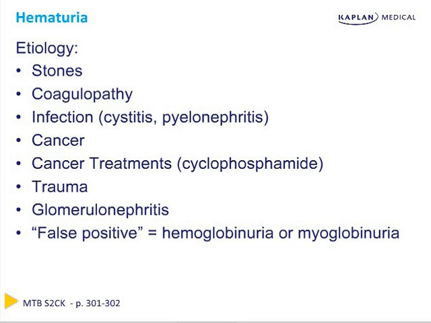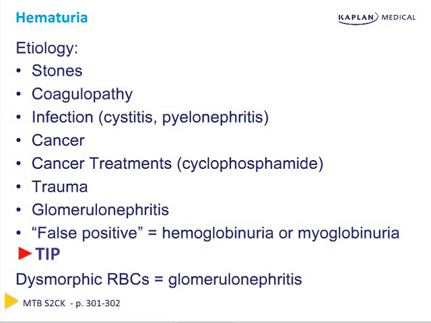This is the case in either hemoglobinuria or myoglobinuria. Hemoglobinuria can happen with any type of hemolytic anemia. Myoglobinuria can happen with any type of rhabdomyolysis. Typically, they'll describe either a crush injury, a really bad electrical burn, or a major trauma.